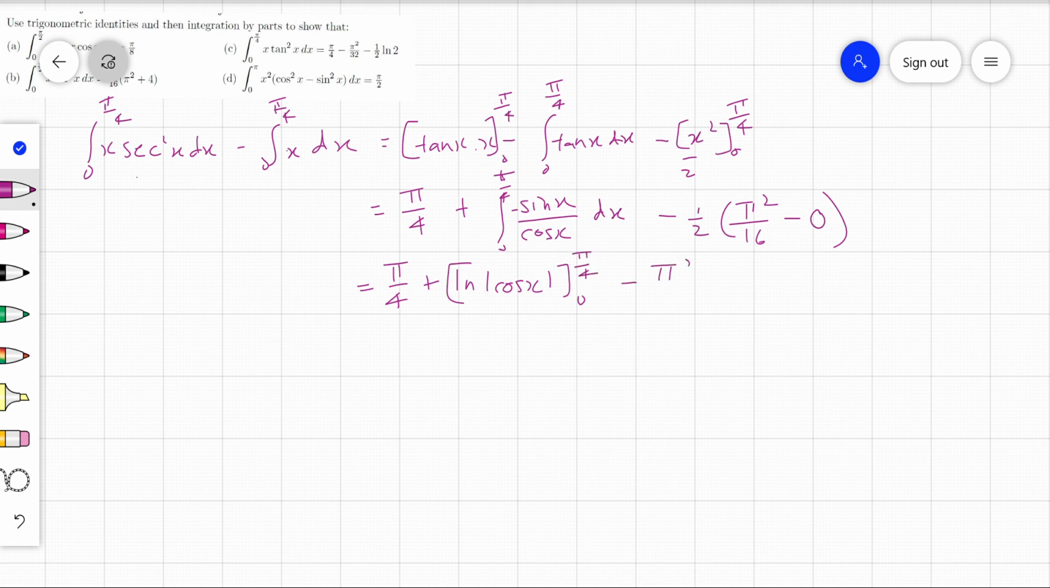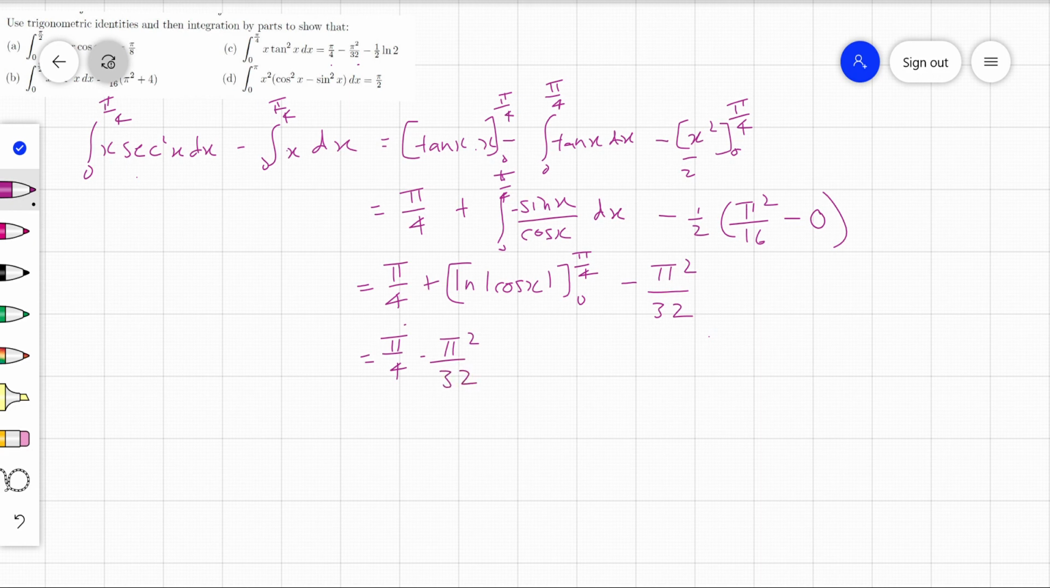Minus pi squared on 32. All right, are we looking close? There is a pi squared on 32 there, so that's good. So we've got the first two terms. We've got the pi on 4, we've got the minus pi squared on 32.